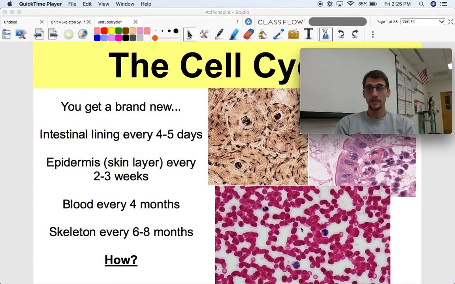And in fact, an amazing thing about the human body, or lots of different organisms, is that every 4 to 5 days-ish, you get a brand new intestinal lining. That means all the cells in your intestinal lining are brand new every 4 to 5 days. Same goes for the top layer of your skin called your epidermis, which you can see right here. That's replaced every 2 to 3 weeks. Your blood's replaced every 4 months-ish. And all the cells in your skeleton are replaced every 6 to 8 months.